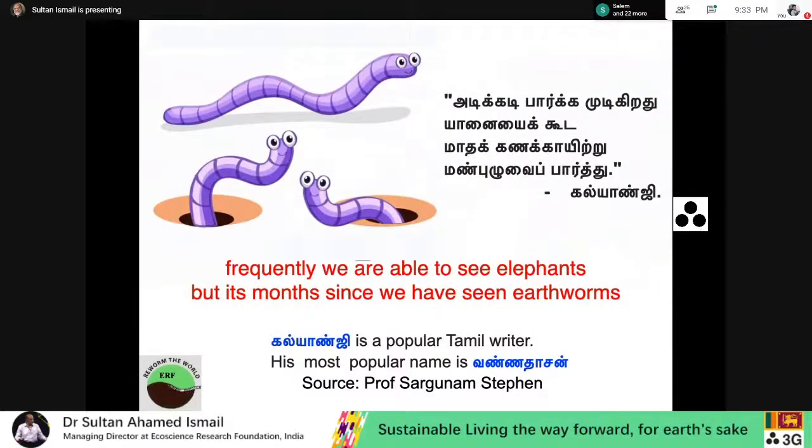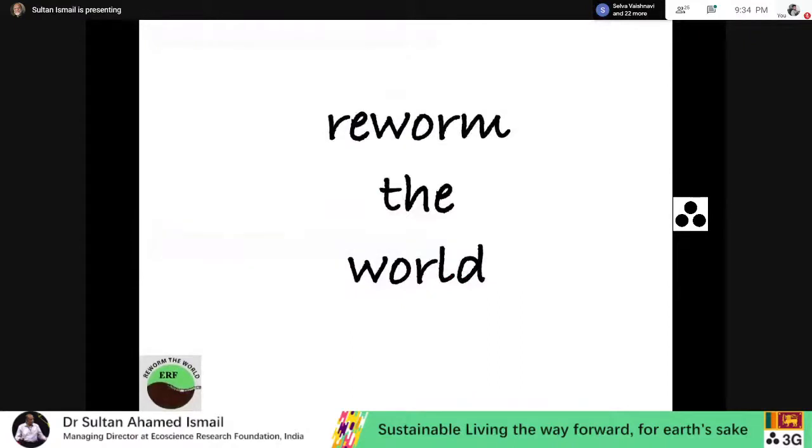I love this statement by Kalyanji. We are not able to see earthworms for months, but we are able to see elephants often. He's a popular Tamil writer. So shall we reworm the world?